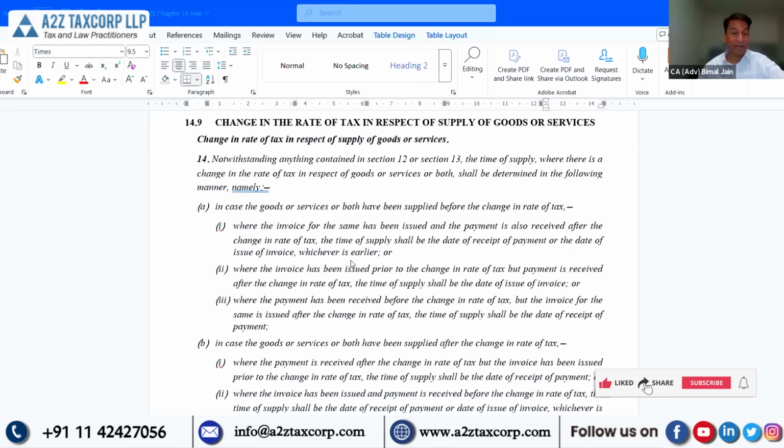Now here my another comment would be: advance against supply of goods is not chargeable to GST. You know that. Effective from 15th of November 2017, only advance against supply of services is chargeable to GST. Am I right? GST is leviable on such advance against supply of services.